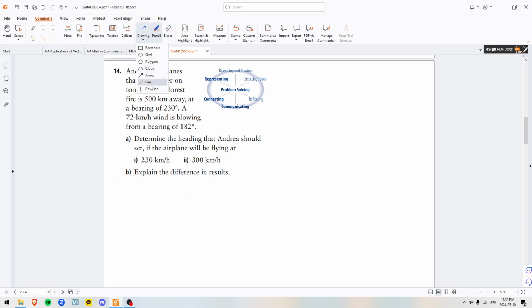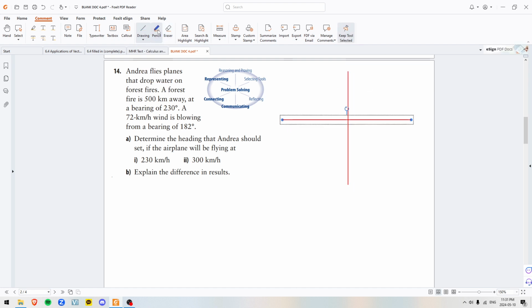Okay, so how will we try to make sense of this? Two lines. A bearing of 230 is 50 degrees into the third quadrant. So if I am here, or Andrea is here, the fire is going to be maybe somewhere there.